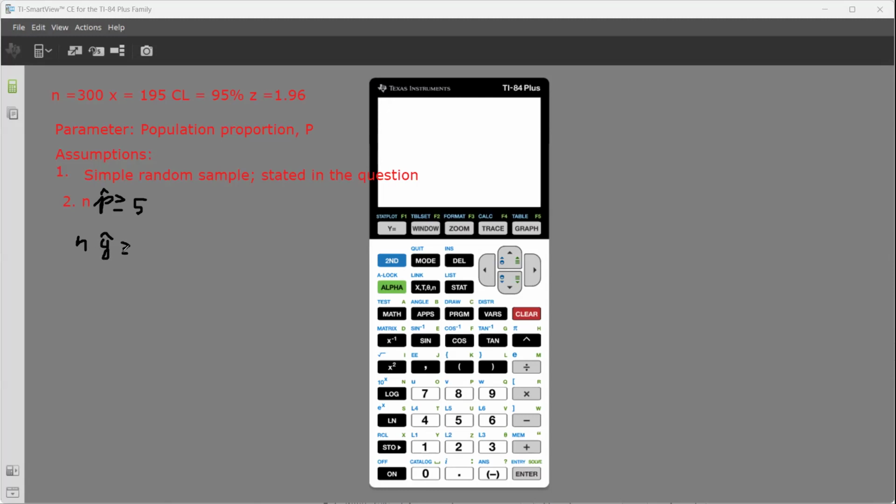Now, you just saw me do P hat and Q hat a while ago. So why don't you pause the video at this point and try to find P hat and Q hat on your own. I'm going to go ahead and do it on the calculator in 5, 4, 3, 2, 1. Okay, so now this is 195 divided by 300.